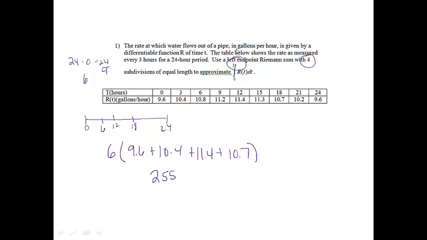And since I was in gallons per hour, when I take the integral, the rate drops out, so it's no longer per hour. So my units now are gallons. If somebody asked me a question about this, I would say we've got water flowing out of a pipe. I would say there were 255 gallons of water flowing out of the pipe during that 24-hour period.